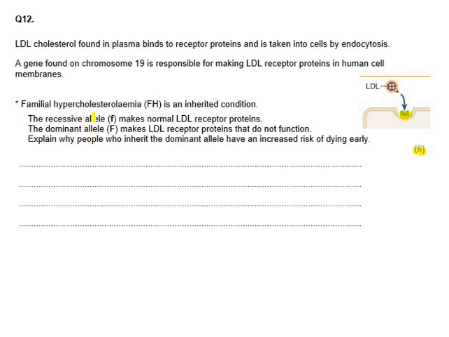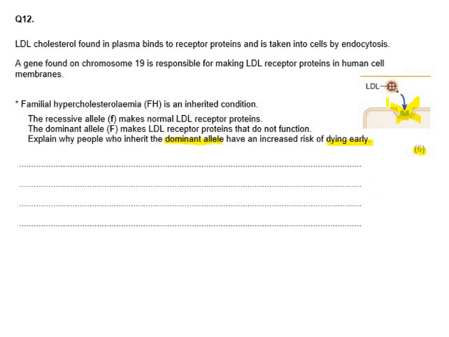Familial hypercholesterolemia is an inherited condition. The recessive allele makes normal LDL receptor proteins. The dominant allele makes a receptor that does not function. Explain why people who do inherit a dominant allele have a risk of dying early. So what is it about the fact that they don't have this that makes them more likely to die?